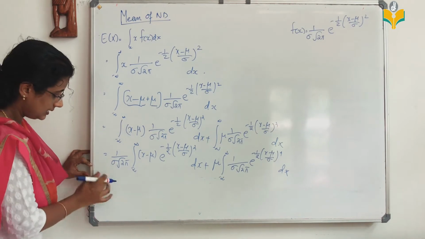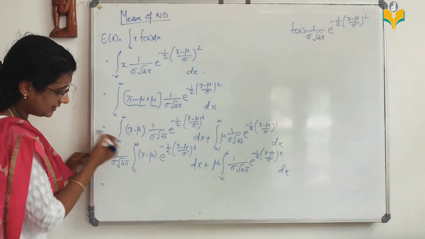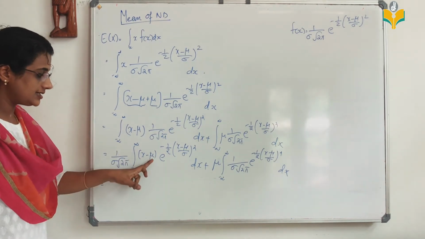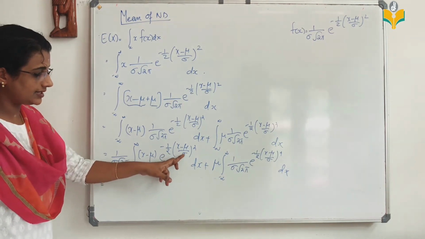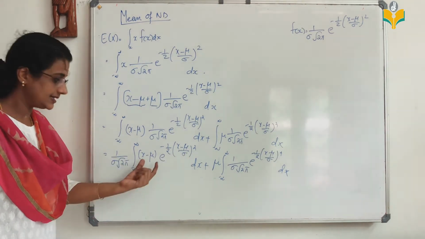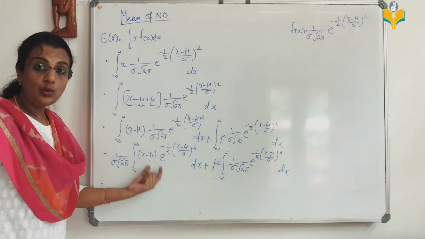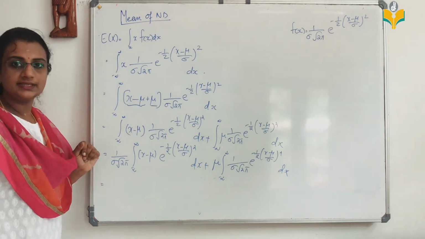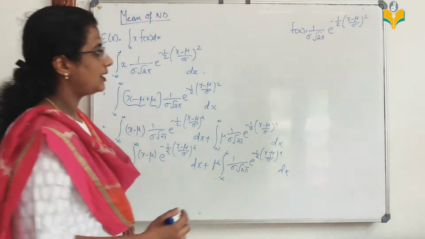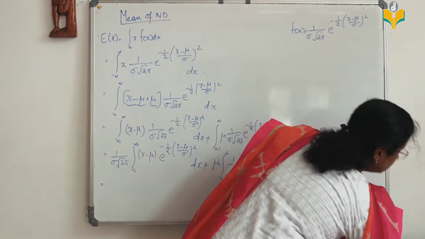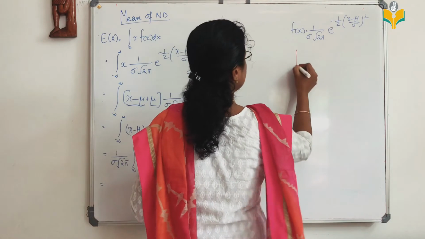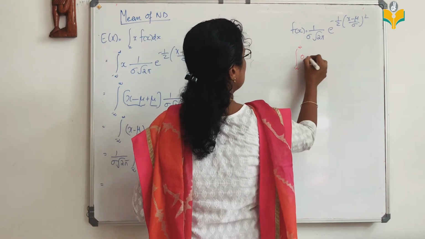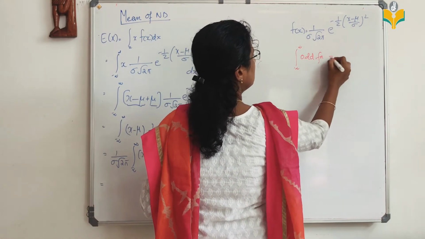Now consider the term integral from minus infinity to plus infinity of x minus mu into e raised to minus half into (x minus mu) the whole square into dx. This is an odd function of x minus mu, so the integral must be 0. So you study the property that the integral from minus infinity to infinity of an odd function is equal to 0.